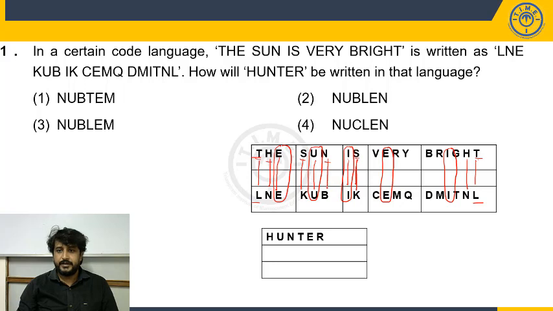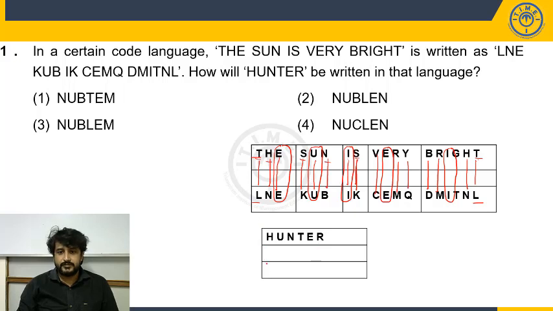N is coded as B. V is coded as C. R is coded as M. Even here R is coded as M. So wherever we have R, it is coded as M. Y is coded as Q. B is coded as D. Now apply the same logic to find the answer for hunter.